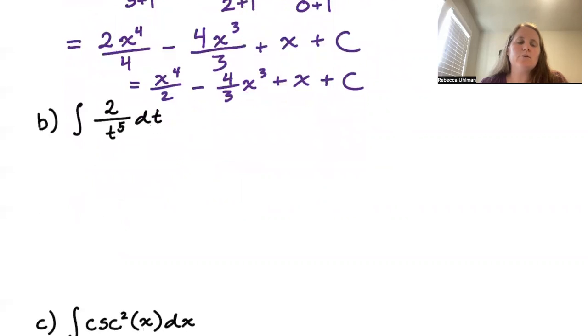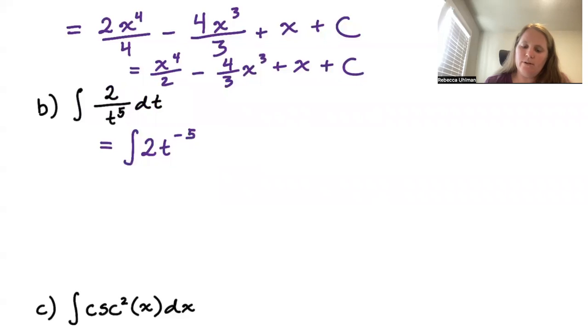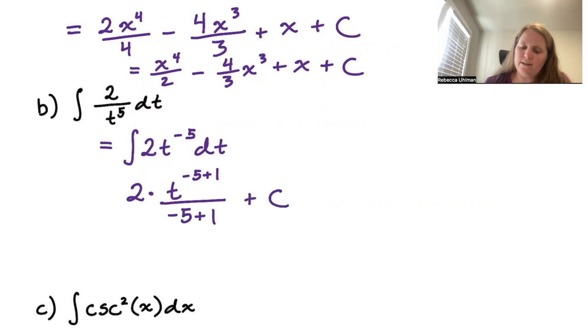Next up, let's take the integral of 2 over t to the 5th dt. So note, this is precisely the same thing as taking the integral of 2t to the negative 5th dt. So this is a hidden power rule. This will go to 2 times t to the negative 5 plus 1 as our exponent, divided by negative 5 plus 1, and then we have our plus c.